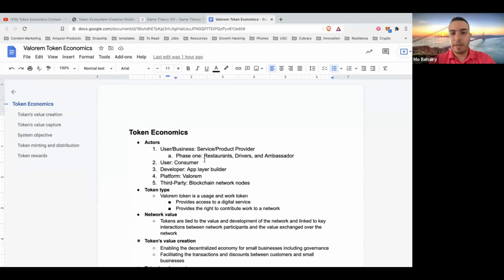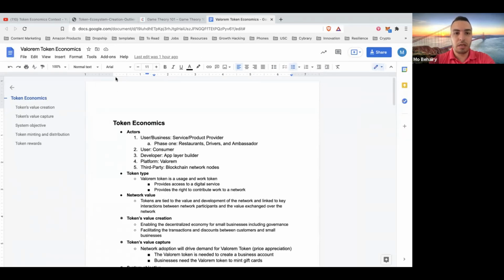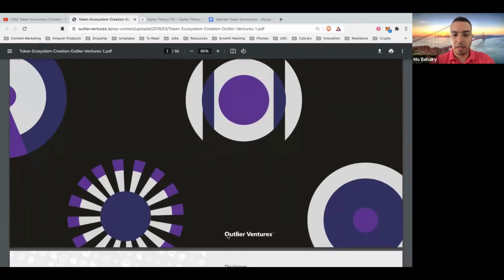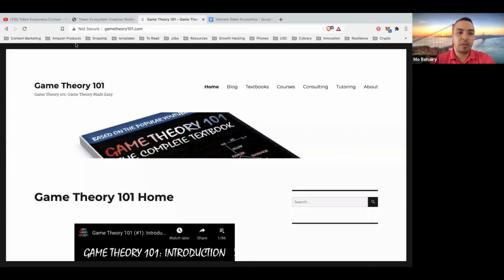I will share with you these links, just to give you the two main resources that I think are very helpful: the token ecosystem creation done by Outlier Ventures in the UK, and the Game Theory 101 website that has courses, and the courses are amazing. The books as well, the books have more examples and details. I'm more of a visual learner, so I like videos, and I actually just took the courses.